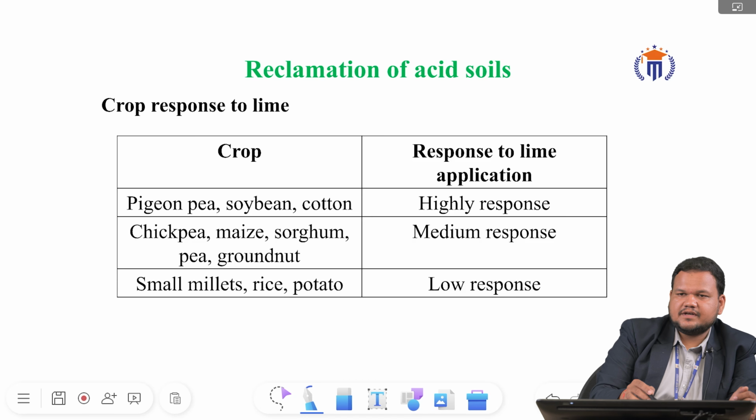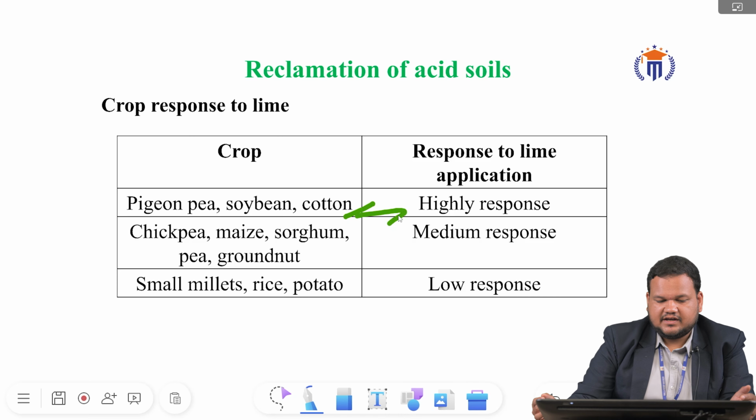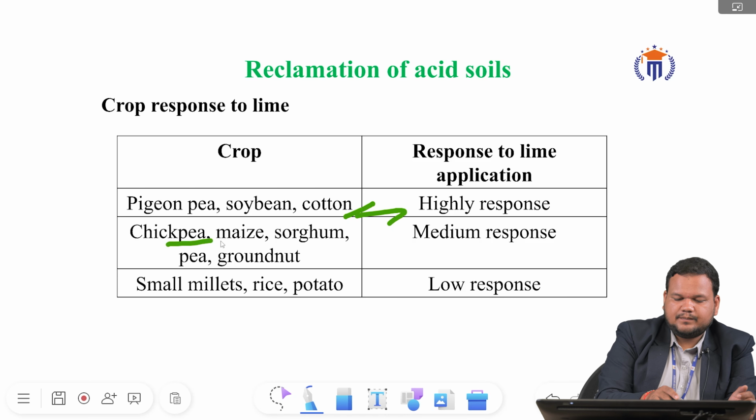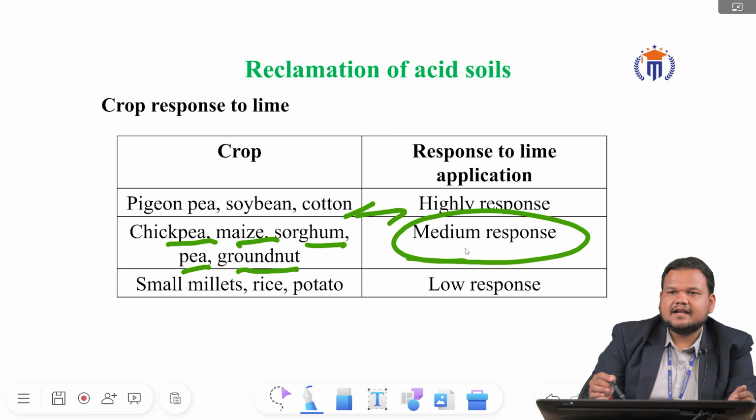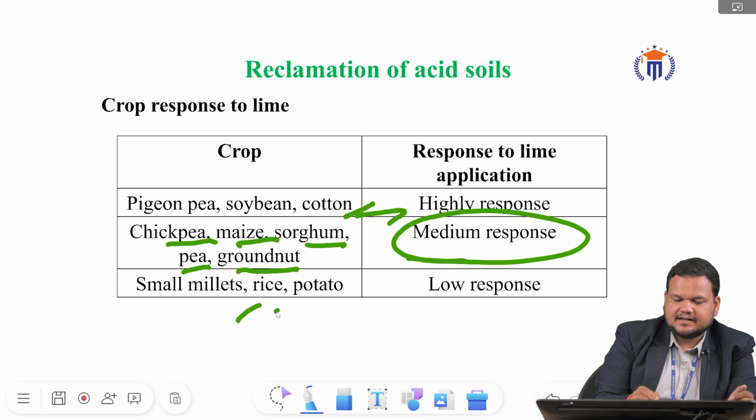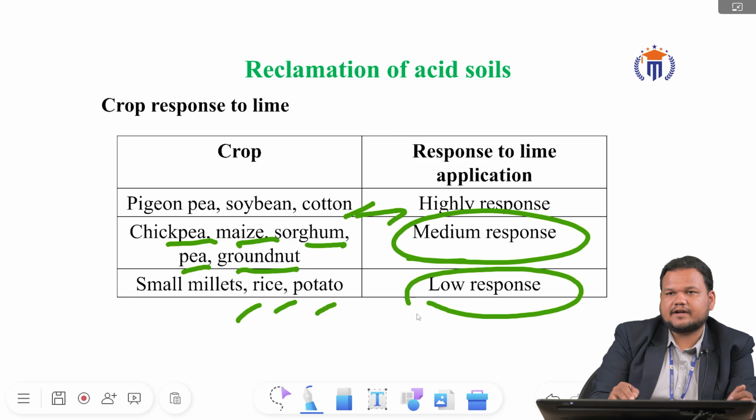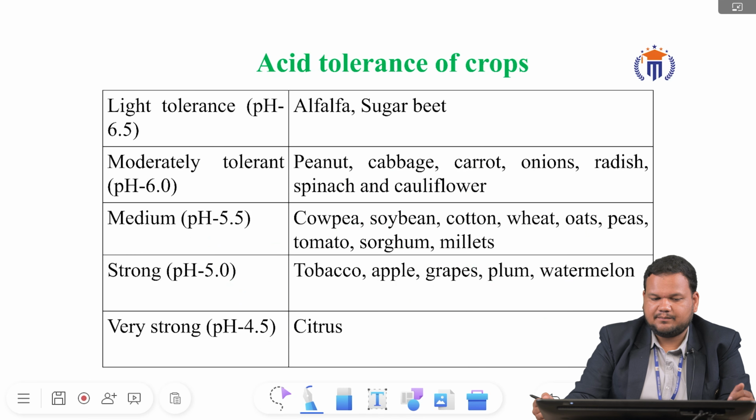You can see here pigeon pea, soybean and cotton. They are highly responsive to your lime application. You can see here chickpea, maize, sorghum, pea, groundnut. They are medium response to your lime application, whereas your millets, rice, potato, they are showing very low response if you are applying a particular lime material.